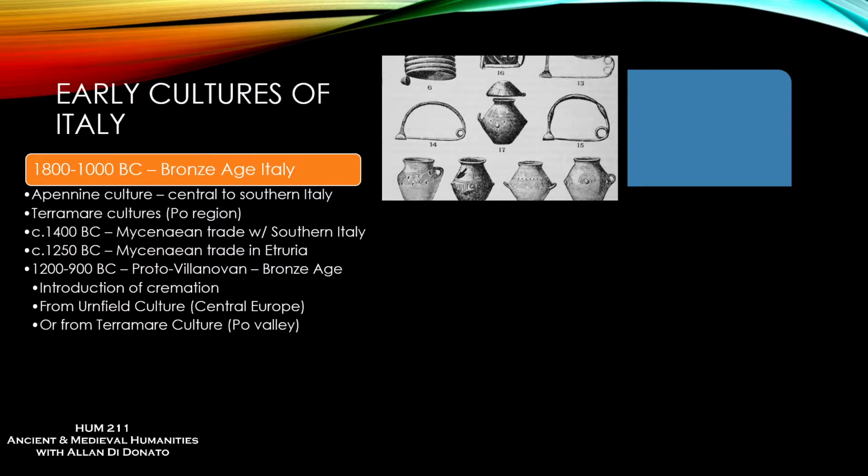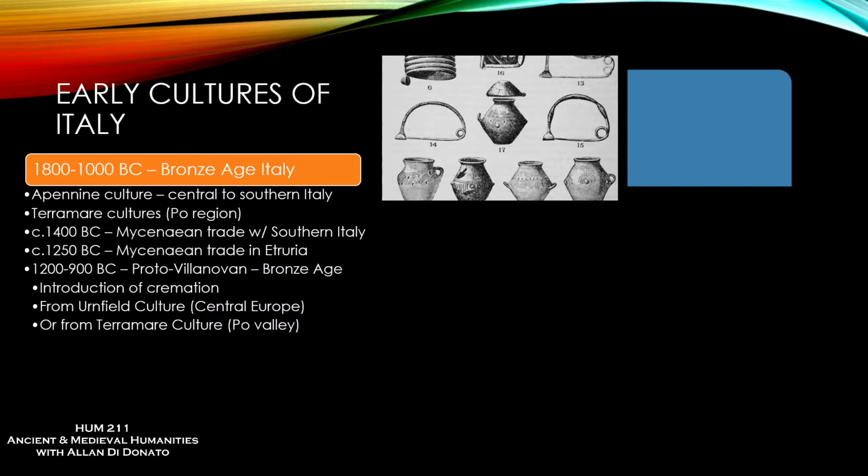Basically around 1400, you start to see Mycenaean material remains, which shows trade at least along the area of southern Italy. But by 1250, you've got Mycenaean trade as far north as Etruria, which we would refer to today as Tuscany, named after the Etruscans. Okay, we're going to get to them in just a second because they're a really important group.